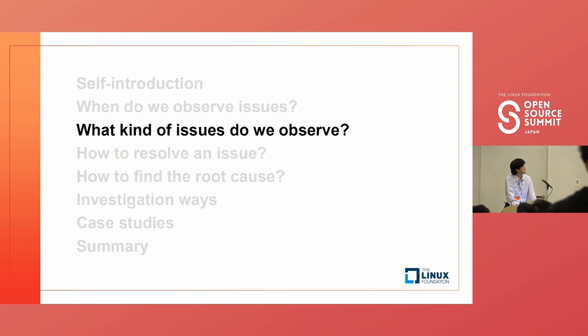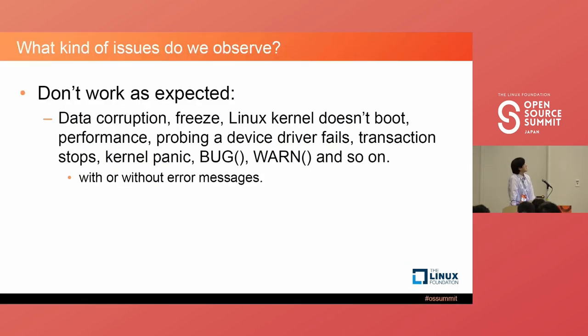Next, what kind of issues do we need to observe? In this session, an issue means something doesn't work as expected. For example, data corruption, the system freezes, the Linux kernel doesn't boot, performance issues, probing a device driver failed, a transaction stopped, or a kernel panic, and so on. In these cases, an error message may appear. Also, sometimes we cannot see any error message.